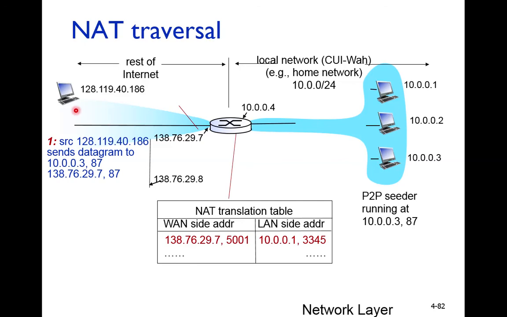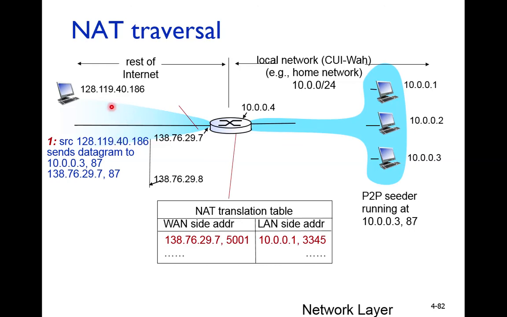So if it wants to access that packet, it will send it. Suppose this is the IP address 10.0.0.3 and this is the port number 87. If this machine sends data with this IP address 10.0.0.3 and port 87, then this packet cannot be delivered. Why? Because this IP address is private. It is only known in this network. It is not known outside. So it cannot be sent.